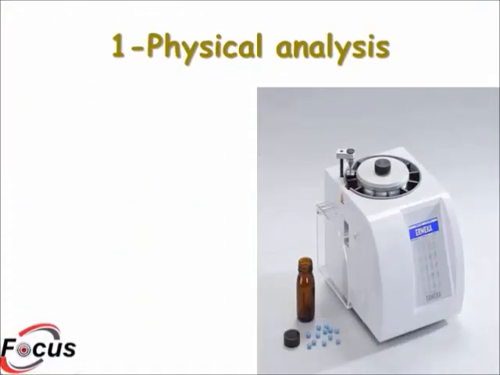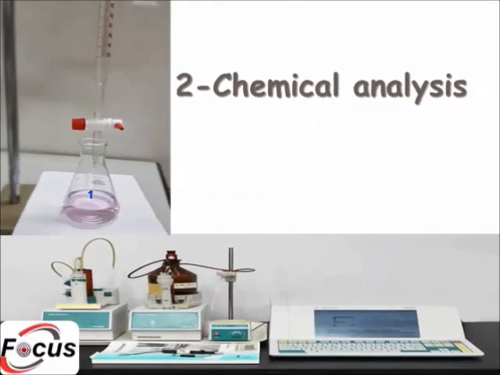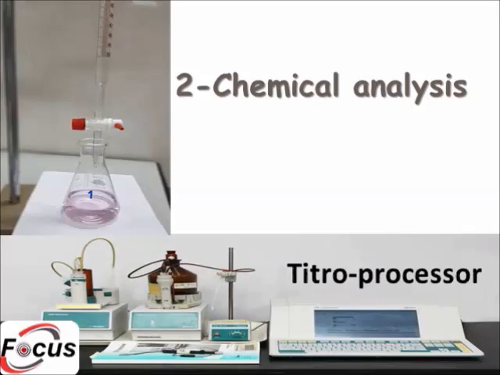Finally, the last example in the physical testing is the hardness tester. It measures the hardness, diameter and thickness of the tablet to ensure that the tablet doesn't break easily and fits properly in packaging blisters. The second step is the chemical analysis, by titer or titration.